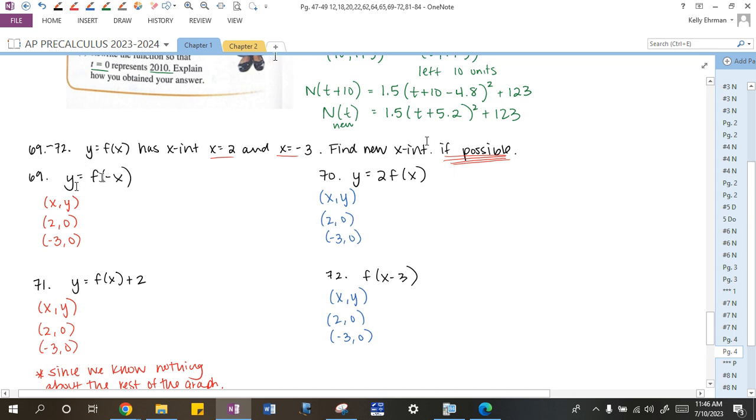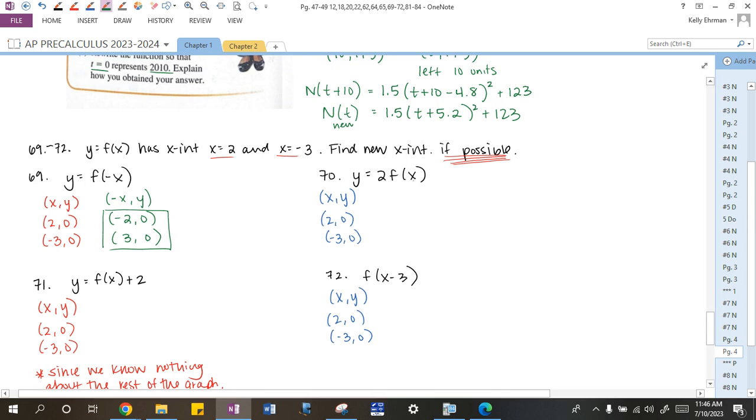So if y is now f of negative x, I just wrote down the original two x-intercepts as ordered pairs. So we'd have an x and a y to work with. This means that our new x, y will be negative x, y. So negative 2, 0, and positive 3, 0. And so the old x-intercepts, here are the new versions of those. So that's really all that we're doing here.